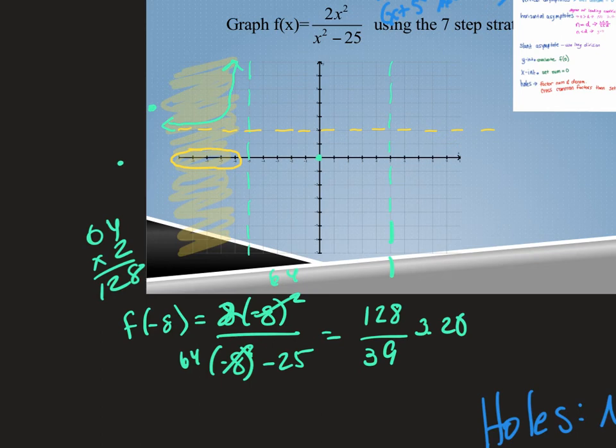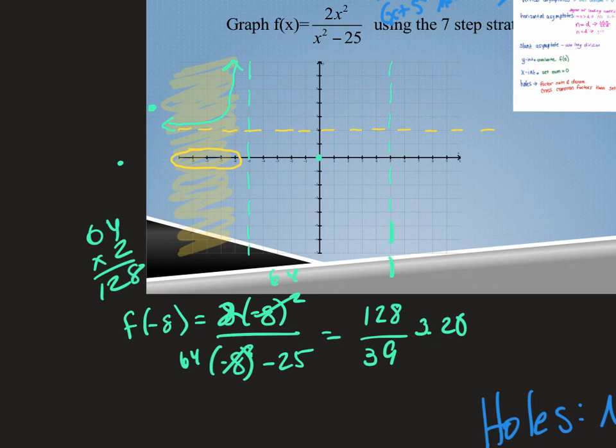Right. So you see how all you're trying to do when you do this is figure out, is it above the horizontal asymptote or below it? The exact value doesn't matter. It's just, is it above 2 or is it below 2? So when I plugged in negative 8, was my number higher than 2 or lower than 2? It happened to be higher, that's why it's above. Okay, thank you.